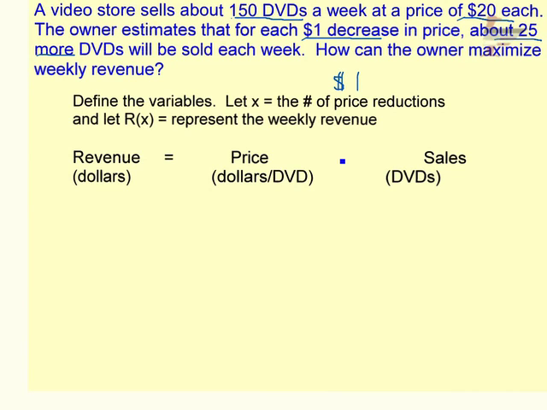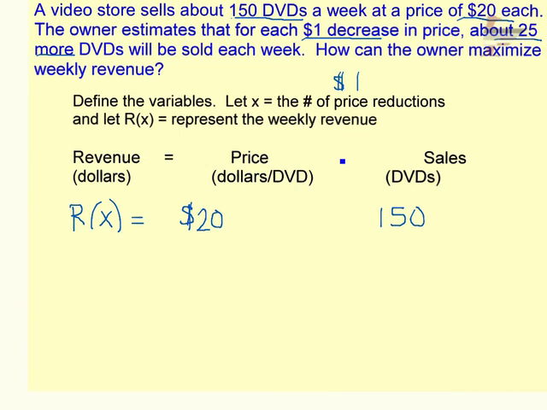And then R of X is going to be my weekly revenue based on, of course, my price reductions. So I've set it up here in words first, and note I put revenue in dollars equals the price that you charge, so dollars per DVD, times the sales, so how many DVDs you sell. And I want you to think about this. If I fill in the equation here, let me make sure I follow my words, right? So my price is $20, and my sales are going to be 150.